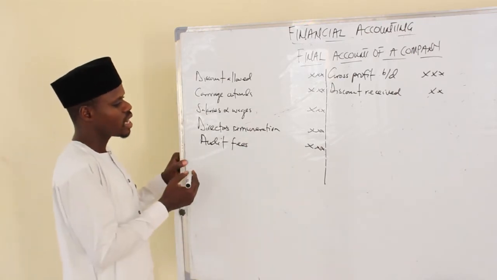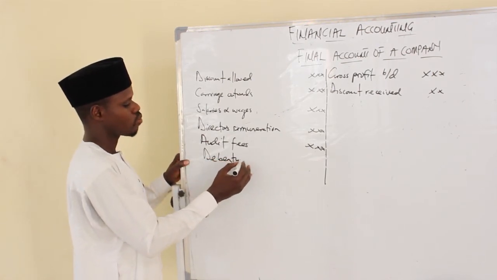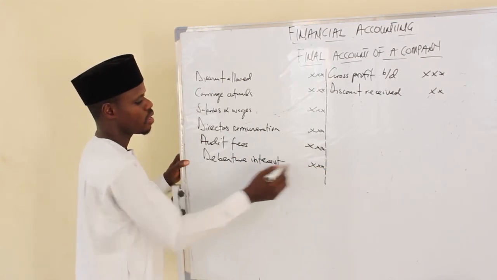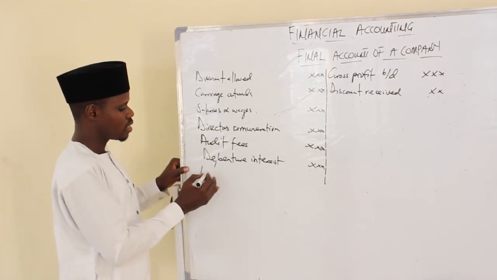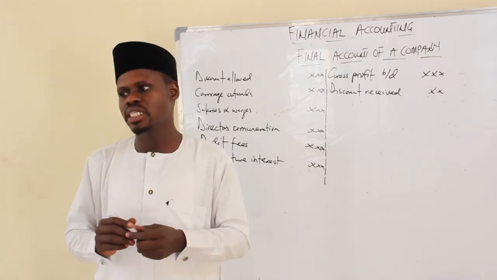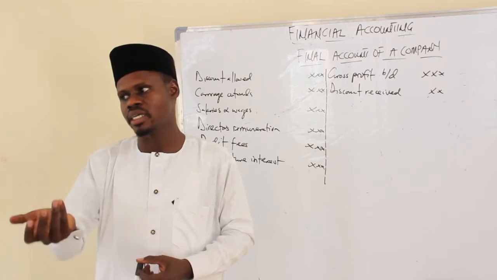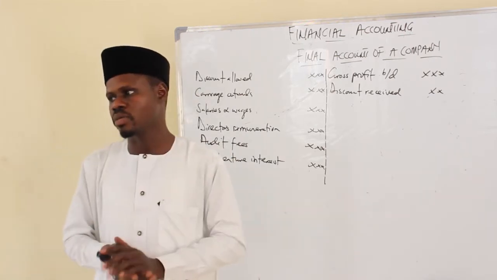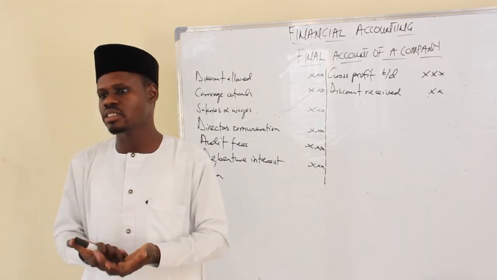And finally, the other additional item we have is what we call debenture interest. The word debenture is similar to a loan. But what kind of loan? It is a loan that companies get from the stock exchange market. It is not a loan that you go to the bank and get. No, you cannot access a debenture from commercial banks. You can only access a debenture from the stock exchange market.